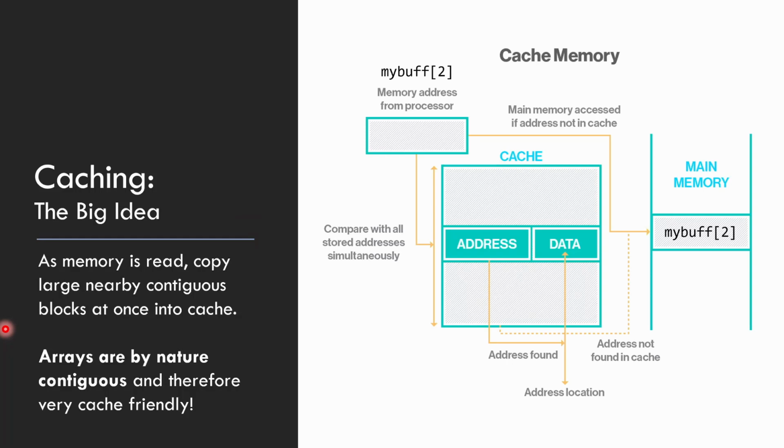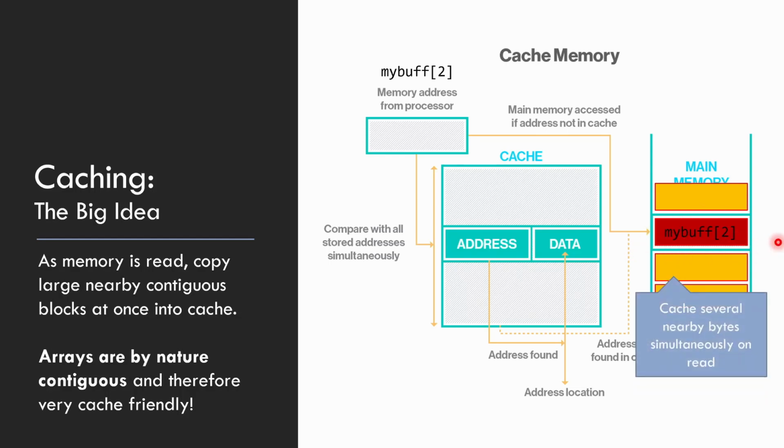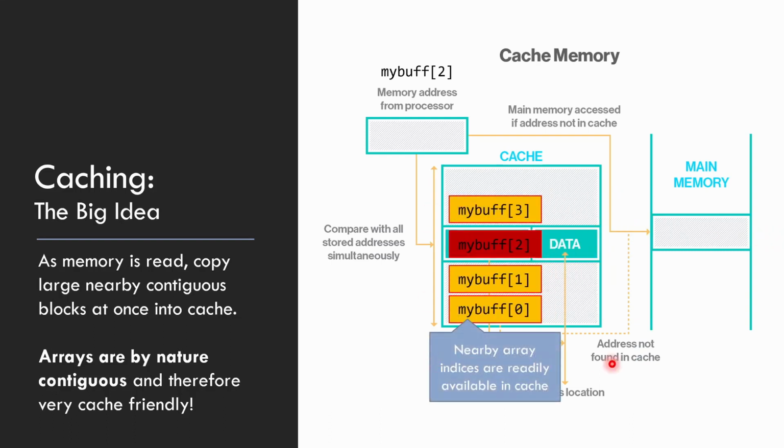Let's zoom out a little bit and talk about the big idea behind caching to make it a more clear picture of what's going on. As memory is read, we're going to copy large nearby contiguous blocks at once into the cache. Because arrays are by nature contiguous, they're very cache friendly. Let's suppose that this column here was our main memory, our RAM, and this center square here is our cache, and our processor is somewhere up here. If my buffer is stored contiguously, block by block, and I'm trying to look up index 2 inside my buffer, then when I read that buffer, the entire nearby space of bytes is also going to be copied into the cache.